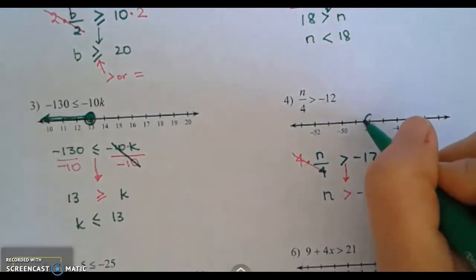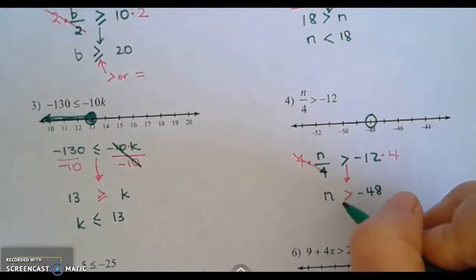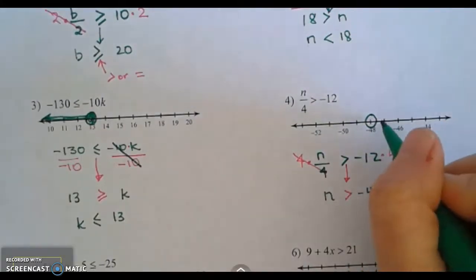So I find my negative 48, my boundary point. And it is going to be an open circle because the symbol is greater than. There is no equal sign. If there was an equal sign, then I'd shade it in. But since there is not, I am going to leave it open and I'm shading to the right.